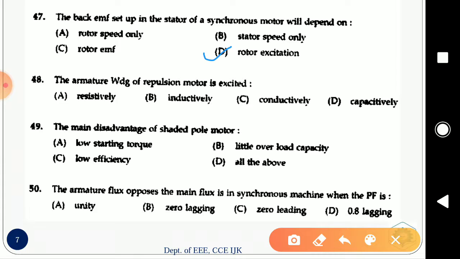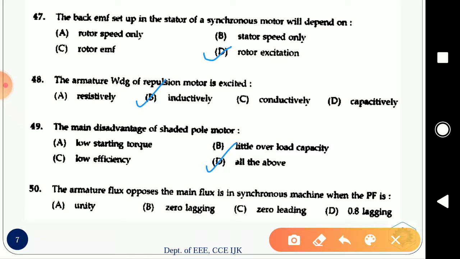Moving on to question number 48. The armature winding of a repulsion motor is excited. The excitation is provided inductively. So option B is the correct answer. Question number 49. The main disadvantage of shaded pole motor is low starting torque, little overloading capacity, low efficiency, all of the above. Over here, the answer is all of the above. The main disadvantages of this shaded pole motor are all of the three. It has a low starting torque, overload capacity is low, and efficiency is also low.